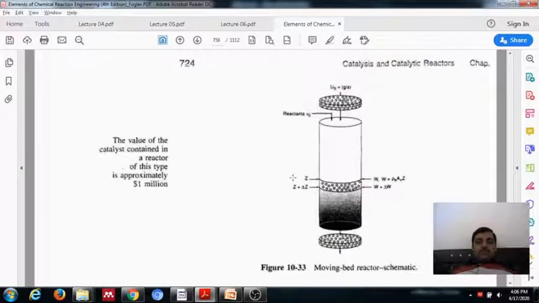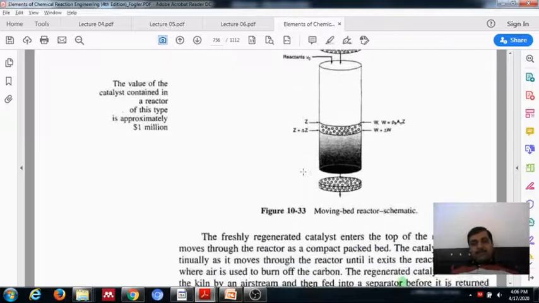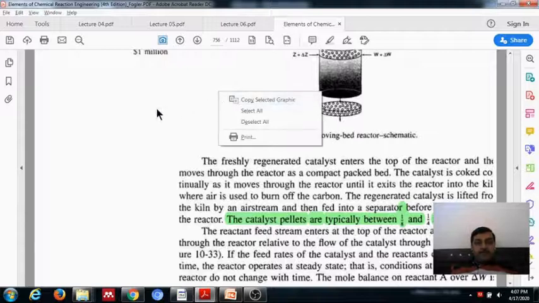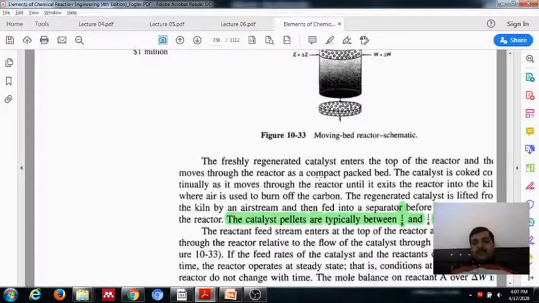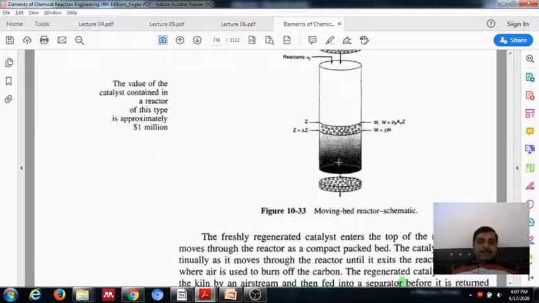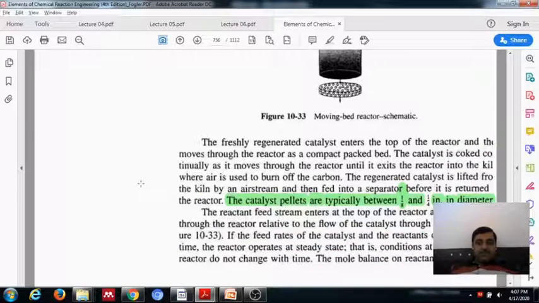So why are we calling it a moving bed rather than a moving catalyst alone? What happens is the freshly regenerated catalyst enters the top of the reactor and moves through the reactor as a compact bed. Point to be noted: the reactor as a compact bed. Multiple catalyst particles come together and slowly move as a compact bed through the reactor. That is why we have called this a moving bed reactor.